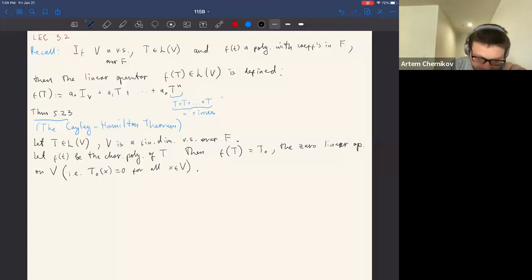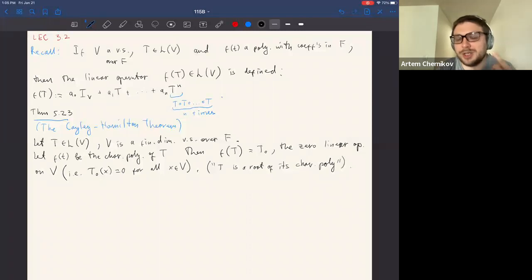So informally, what it means is that the linear operator T is the root of its characteristic polynomial. Let me write it in quotation marks. One way to remember this is that T is a root of its characteristic polynomial, right? Because if you evaluate the polynomial on it, you get 0, in the sense that this is the zero transformation, the zero linear operator. All right, so this is the statement of the theorem. Everyone is okay with the statement? If yes, then let's go ahead and prove it.